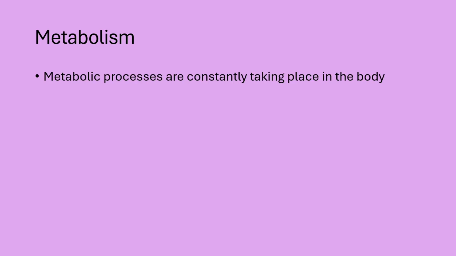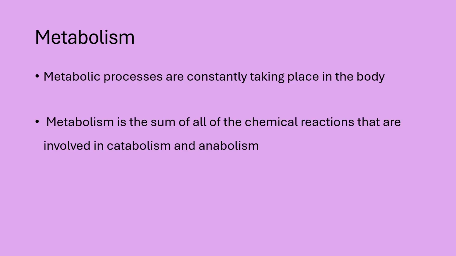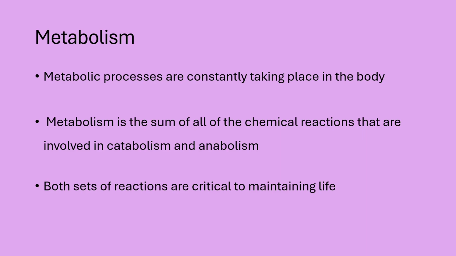Well, metabolic processes are constantly taking place in the body, and metabolism is the sum of all the chemical reactions that are involved in catabolism and anabolism. Anabolism requires energy in the form of ATP, reducing power, and small precursor molecules to build complex tissues and molecules. Conversely, catabolism requires nutrients in the form of carbohydrates, fats, proteins, and oxidizing agents to break down molecules and release stored energy. Both processes are regulated by enzymes and hormones, and both sets of reactions are critical to maintaining life.